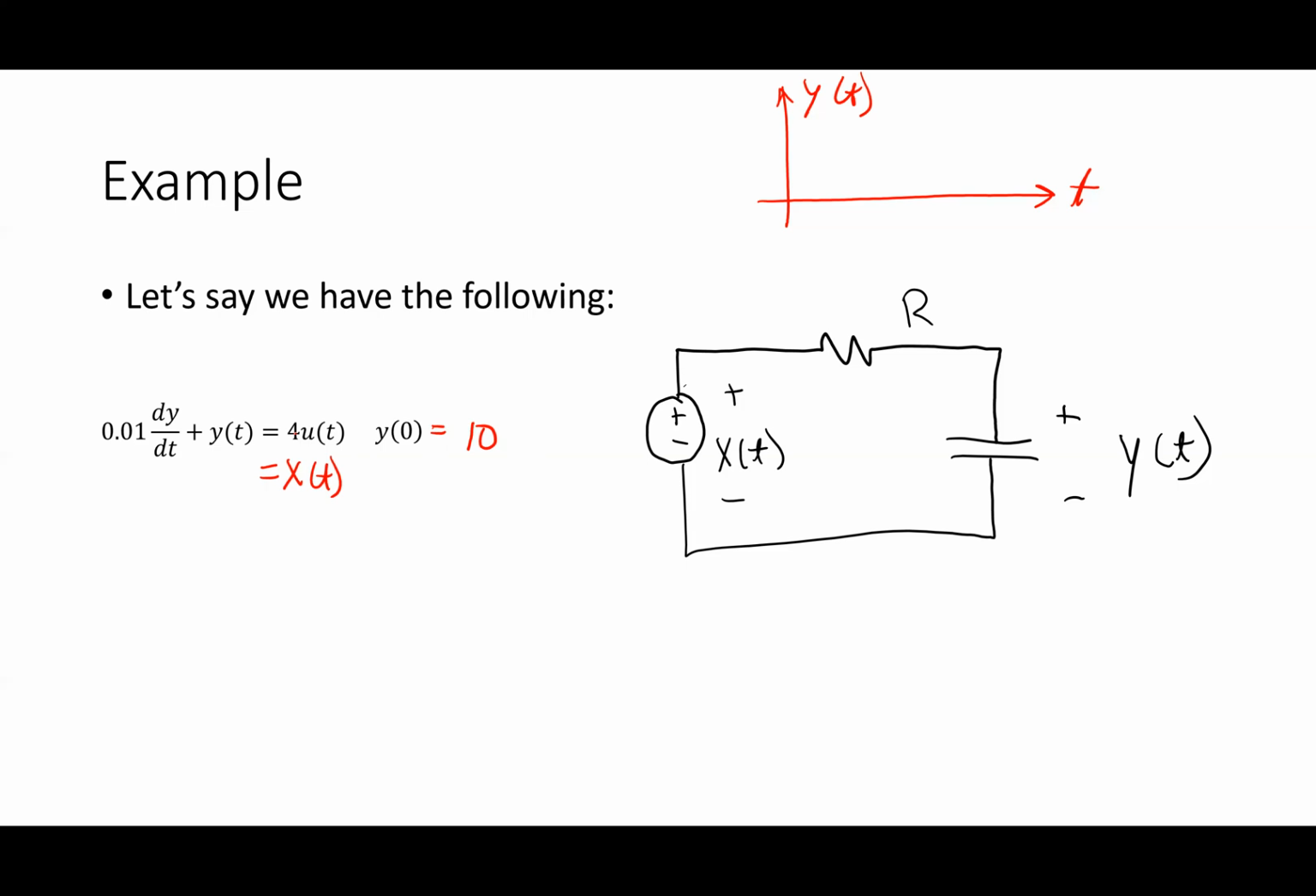If I were to draw the graph, it's starting at 10 volts, starts at 10, decays to what? X, which I've said is 4 u of t. So it's going to decay to 4. And what's it going to look like? So it's going to start at 10, it's going to end at 4. What's it going to look like in between? Like an exponential. All right.